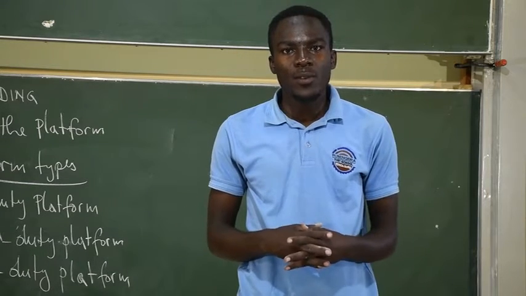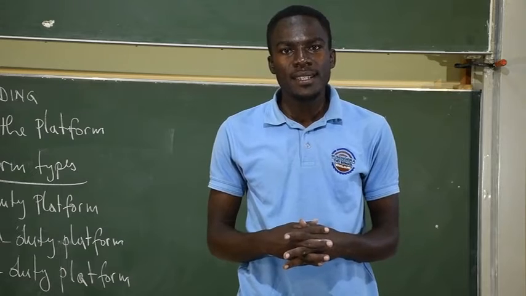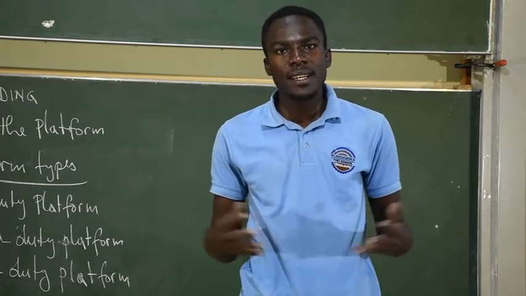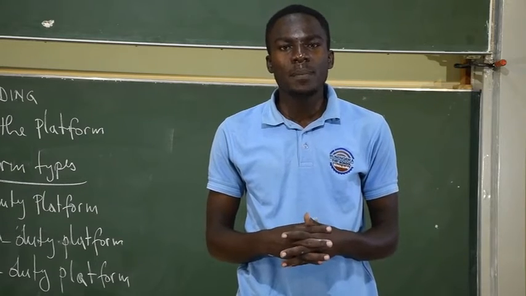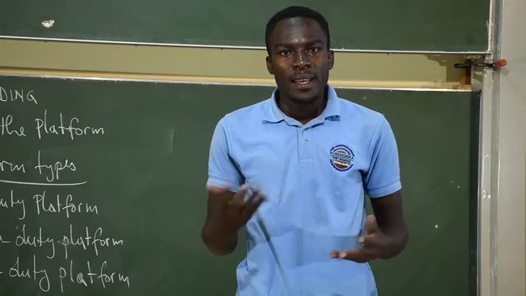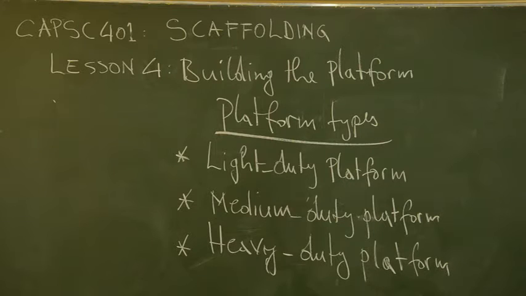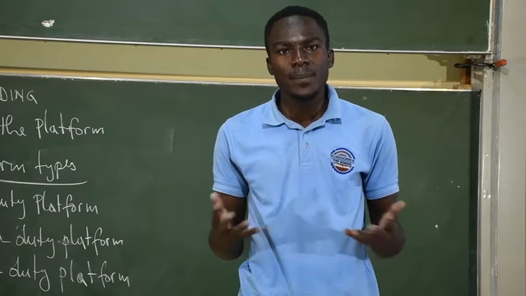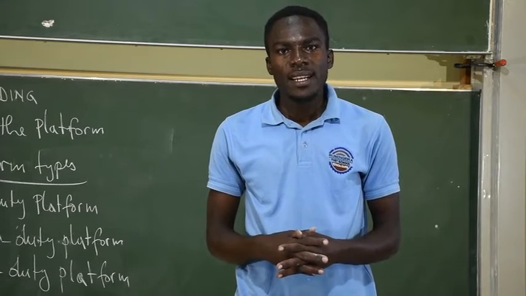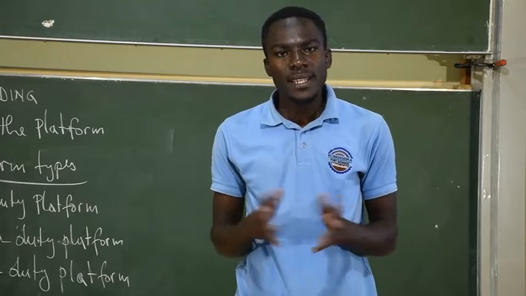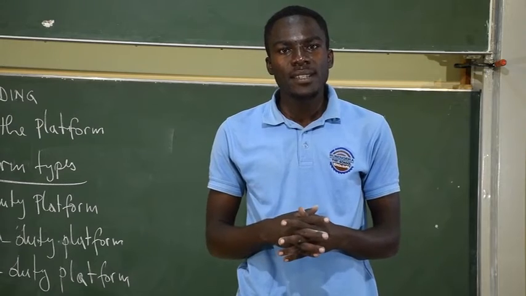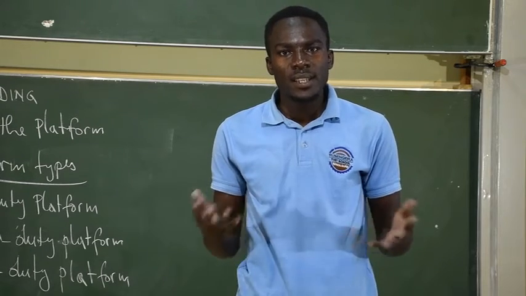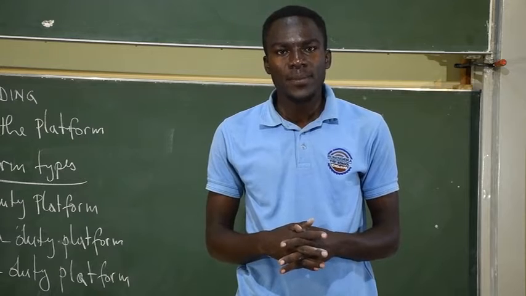Normally we have many types of platforms. They differ from the spacing between the standards, meaning longitudinal spacing and transversal spacing, due to the load which will be applied on the platforms. The first type is the light-duty platform. In the light-duty platform, the longitudinal spacing between the standards is normally 2 meters maximum. The maximum spacing in transversal direction is normally 1.5 meters.